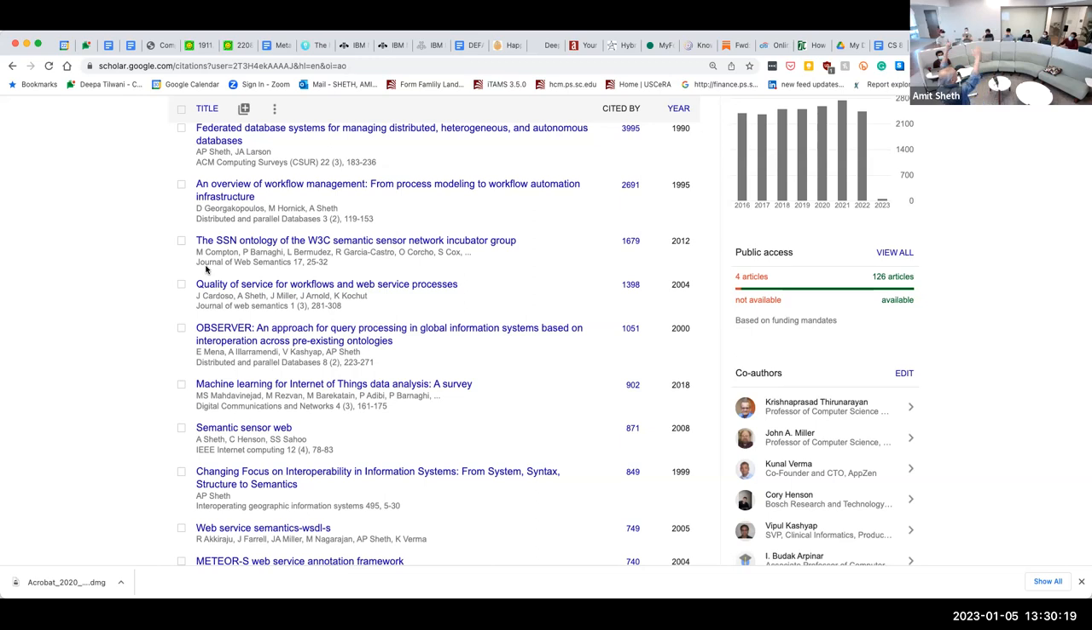And then came semantics. One of the influential papers here is this paper called Changing Focus on Interoperability, from System to Syntax to Structure to Semantics. What happened is that I more or less pioneered the use of semantics here.